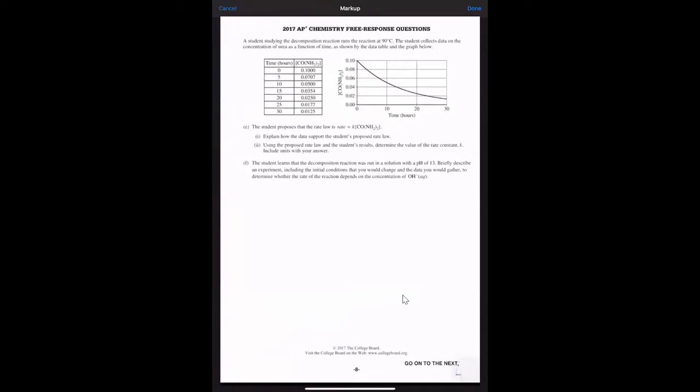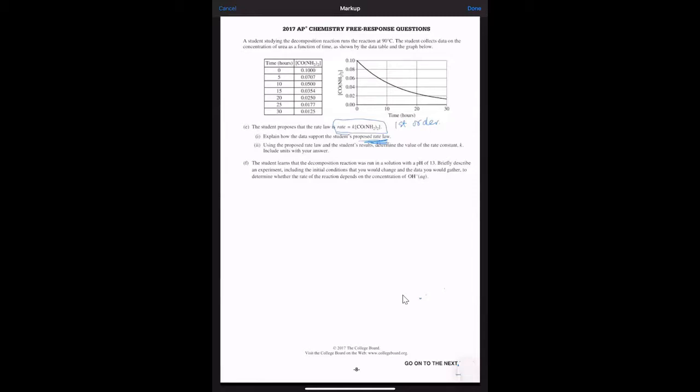Actually, this one will be very straightforward for you right now. For question E, the students propose the rate of the reaction. So from the rate law, what can we tell? Which order? From the rate law, it is a first order reaction, right? Because the exponent here is 1. So the first question is how the data support the student proposed rate law. We know that this is a first order reaction, and which kind of data can we use?